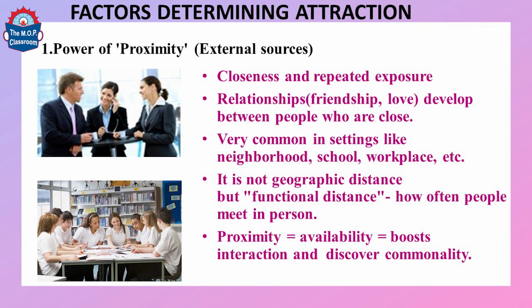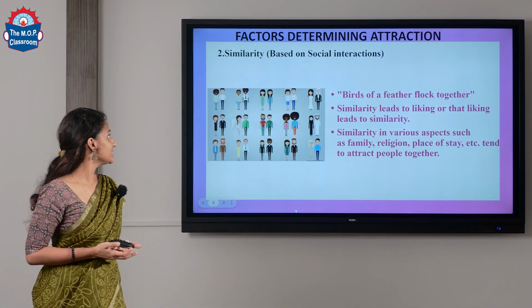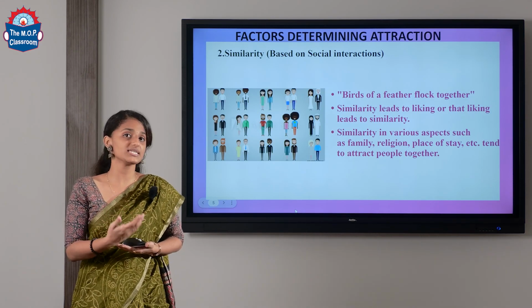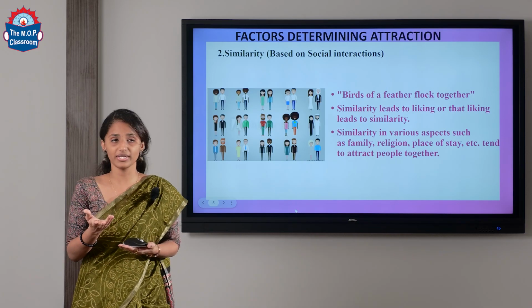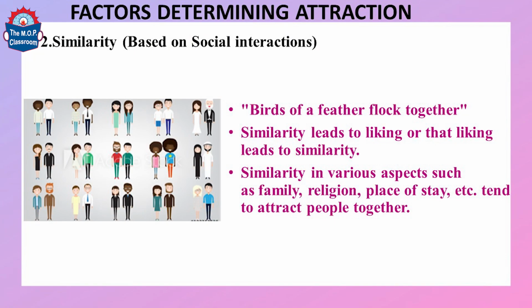Hence, these relationships develop with people who are close, and they are very common in places like school, office settings, or your neighborhood. The next point is similarity. Again, based on social interactions, we just saw that when we sit near some person, we talk to them, we try to get to know them, and you can find that whatever they like is also something that you like. So you find some similarity between both of you.